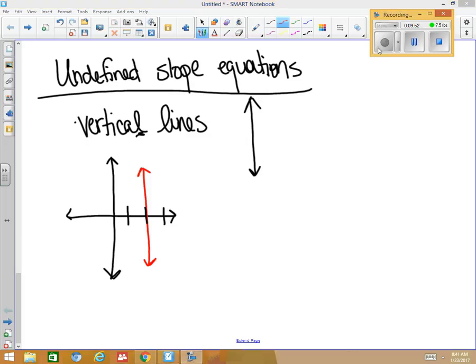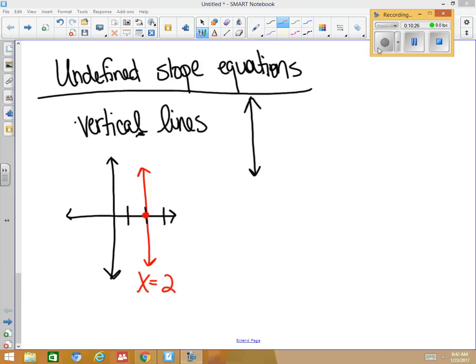What number does this go to? 2. And it's a positive 2, right? Okay, so the equation for this, does it touch the y-axis? No. So your equation is x equals 2.